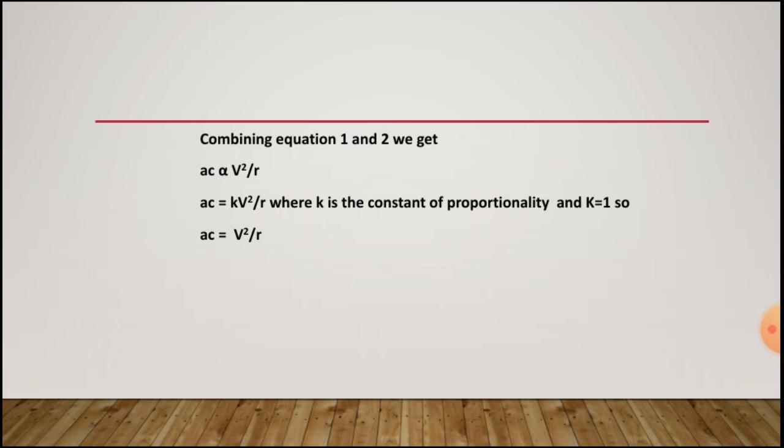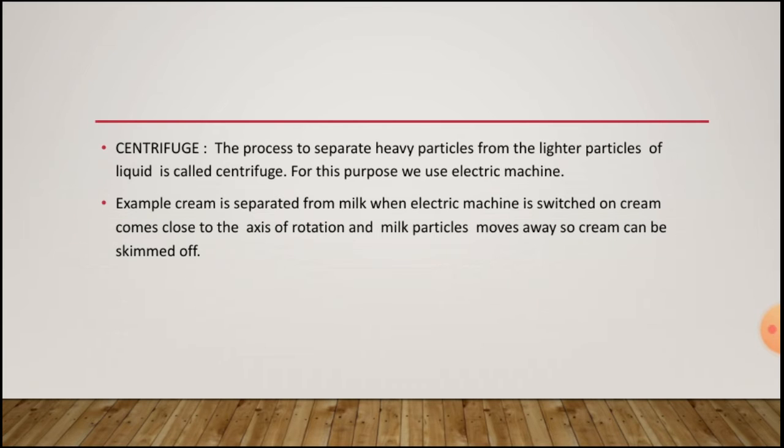The value of K is equal to 1. So AC is equal to 1 into V square upon R. That will remain V square upon R because it is multiplied by 1. So AC is equal to V square upon R.